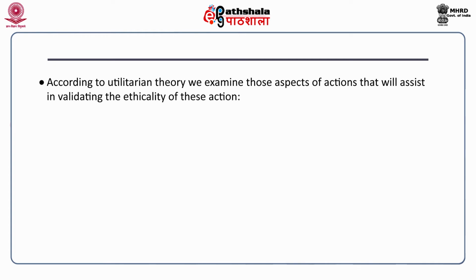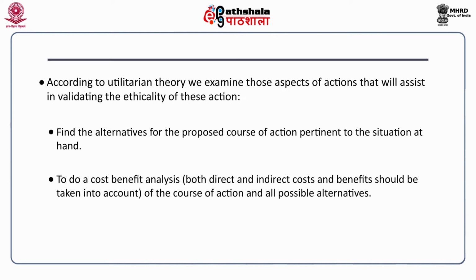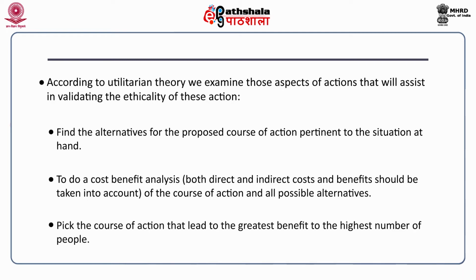According to the utilitarian theory, we examine those aspects of action that will assist in validating the authenticity of these actions. Find the alternatives for the proposed course of action pertinent to the situation at hand. To do a cost-benefit analysis, both direct and indirect costs and benefits should be taken into account, of the action and all possible alternatives. Pick the course of action that leads to the greatest benefit to the highest number of people.